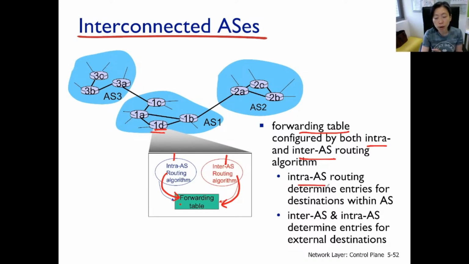The intra-AS routing determines the entries for destinations within the AS. And inter-AS determines the entries for the external destinations. To be precise, the inter-AS determines which gateway router you should be passing the data to. But intra-AS will also be telling 1D the right way to go to that particular gateway router. So you see here the interplay of inter-AS and intra-AS routing for packets going outside of the AS.